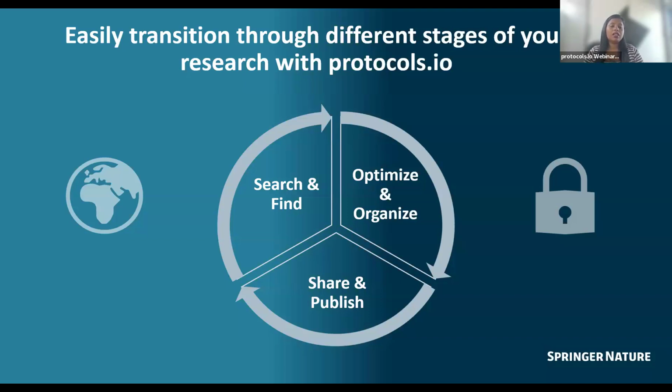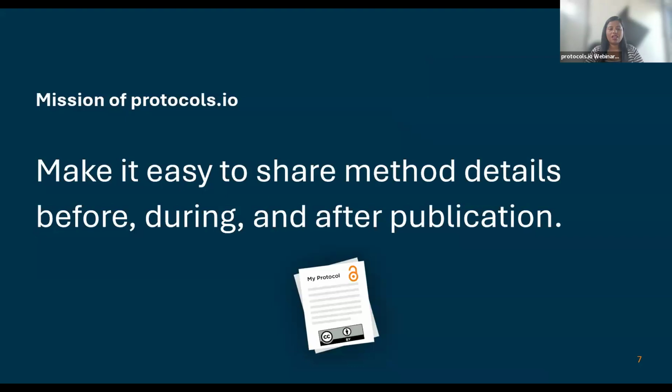From the open access, you can search and find your protocol, and then in the private protocol, you can optimize and organize them. And again, you can share in the public domain. So it's a cycle which is balancing each other. Our goal is to make it easy to share method details before, during, and after the publication.